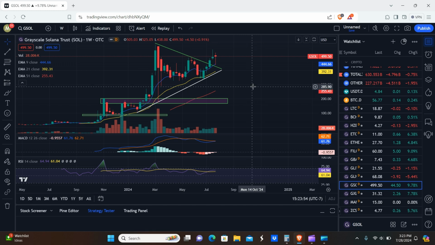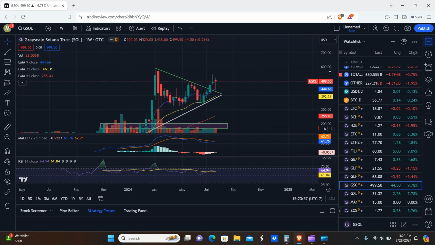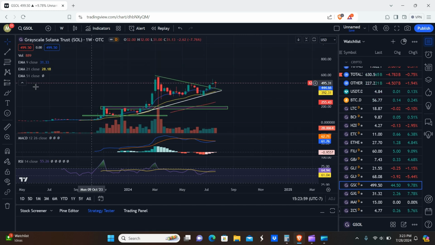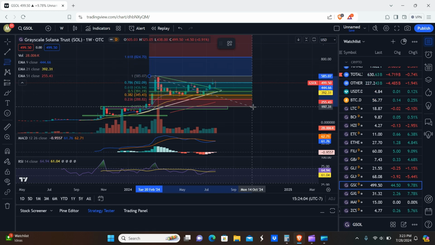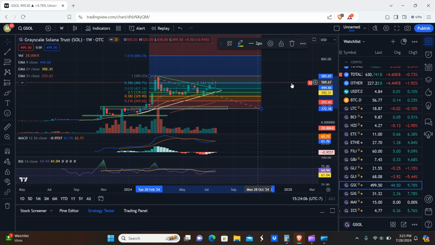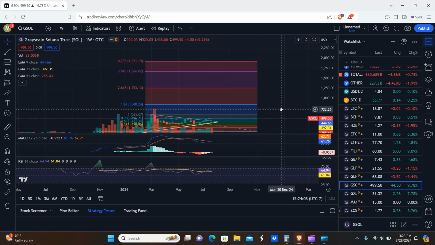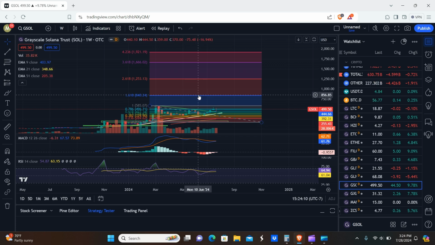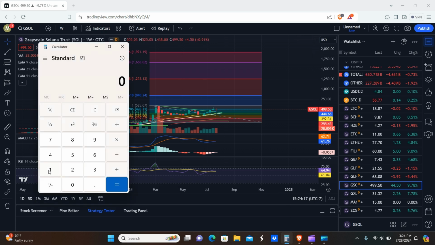So GSOL, this one is interesting to say the least. I'm pretty much just going to measure this one way. That's from the all-time high to the swing low, because again, we're almost at the all-time high, so it's almost pointless to do a fractional move here. So 856, 1250, 1670, and 1920 respectively. So 1920 divided by the current price, basically a 3.8x, we'll just call it that.